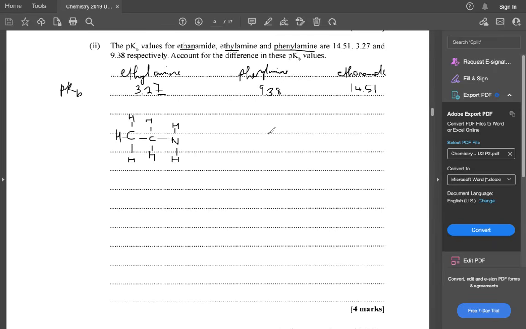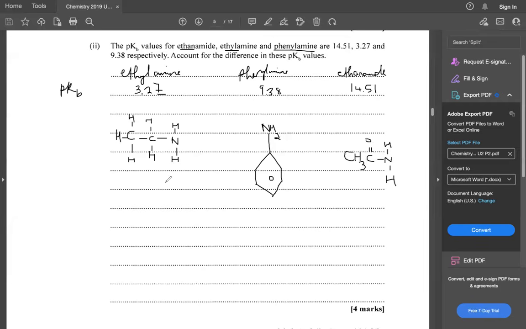And for phenylamine, of course, we know we're gonna have our phenyl ring. So just this ring here, right? We're gonna have our phenyl ring, and then of course our amine group is attached up top. And then for ethanamide, the structure is gonna have only 2 carbons. So it's gonna be CH3, C double bond O, and then we have the NH. So that is how we write the formula of ethanamide. So we have our ethanamide structure, we have our phenylamine structure, and our ethylamine structure.